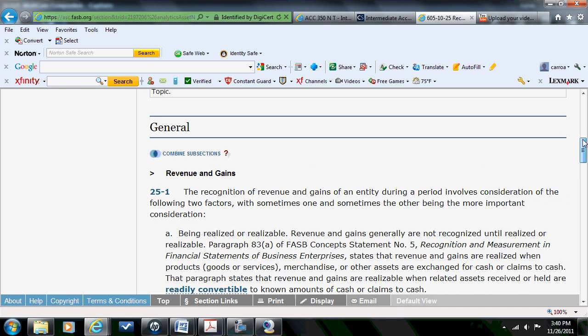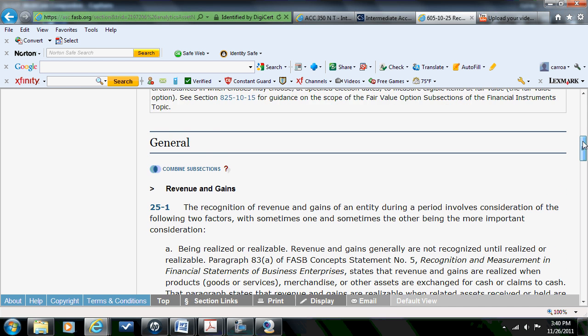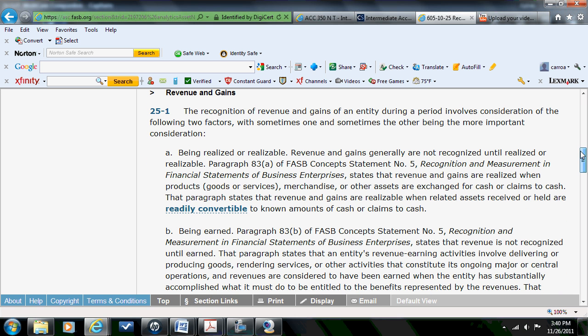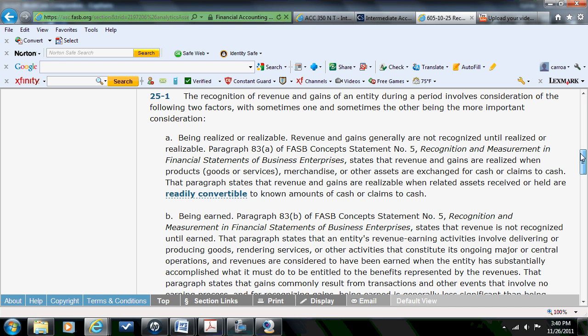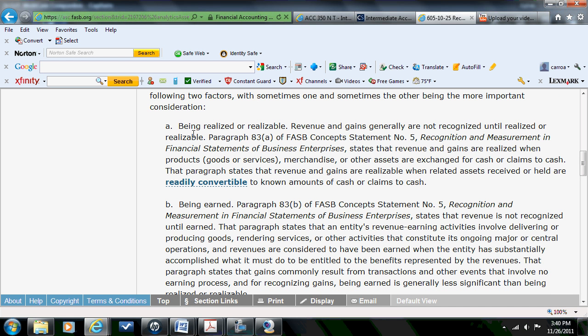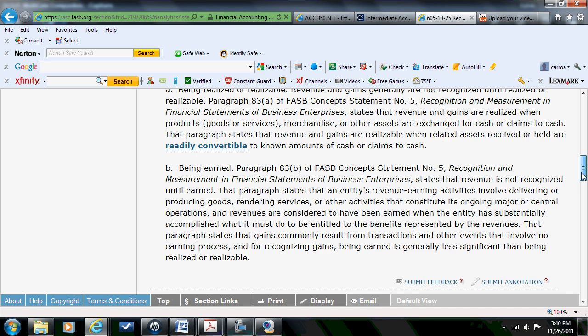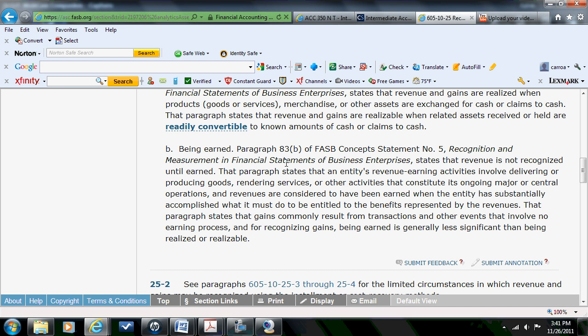Right in paragraph number one, we are given the two criteria that relate to revenue recognition. The first one being realized or realizable, which talks about the collection of an asset, typically cash, in return for providing goods and services. The second is being earned. This tells us first that this comes from paragraph 83B of the FASB Concepts Statement number 5. And we will not recognize revenue until it is earned. That is, until the goods and services have been delivered.